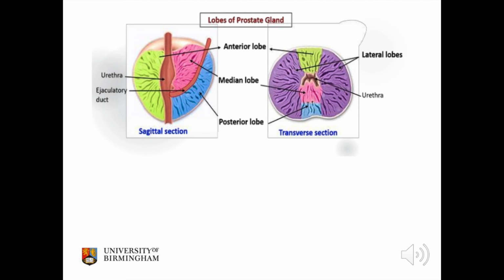Macroscopically, we can also divide the prostate into 5 lobes: the anterior, posterior, median, and 2 lateral lobes. This is commonly referred to during transurethral procedures.